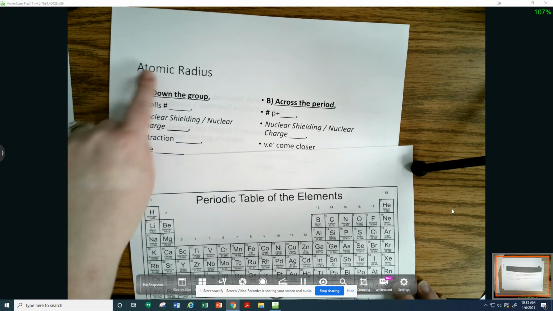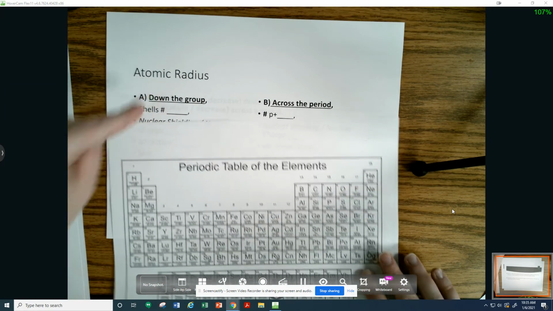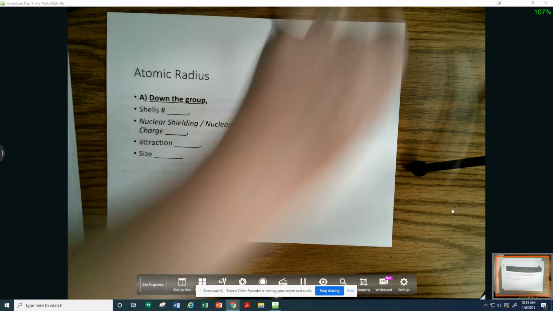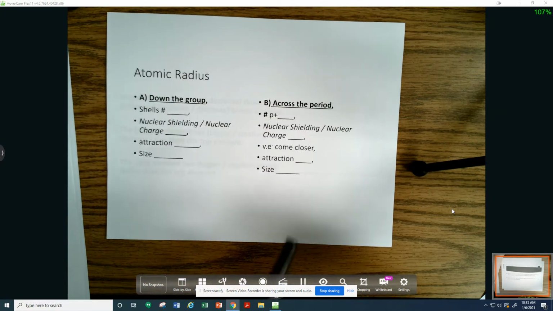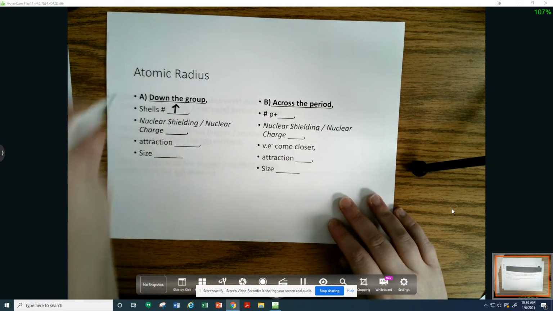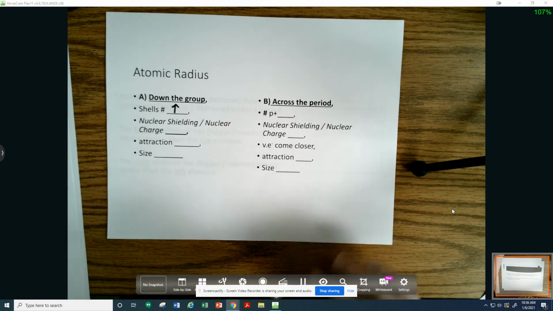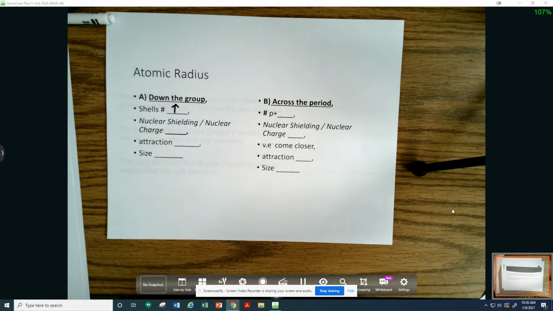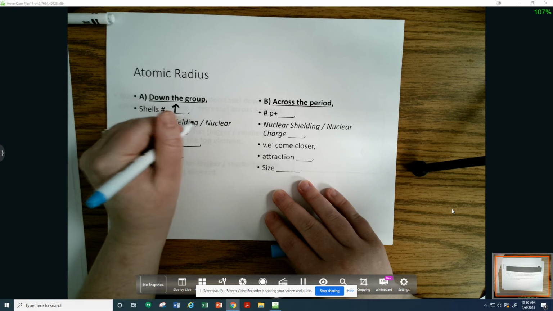So we're going to first talk about what happens to the size of the atom as we move down the group. For that, the first thing you have to recognize is the number of shells. Shells are the energy levels 1 through 7, or like the rings on the Bohr model. As you move down a group, the number of shells is going to increase. And the next thing is, as the number of shells increases, we have what's called nuclear shielding taking place.